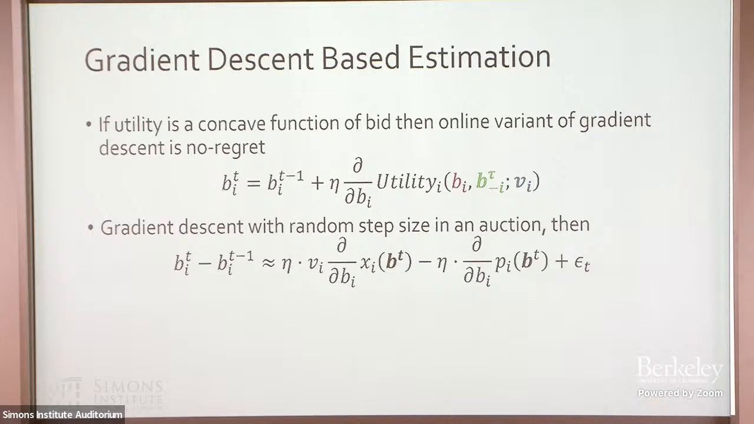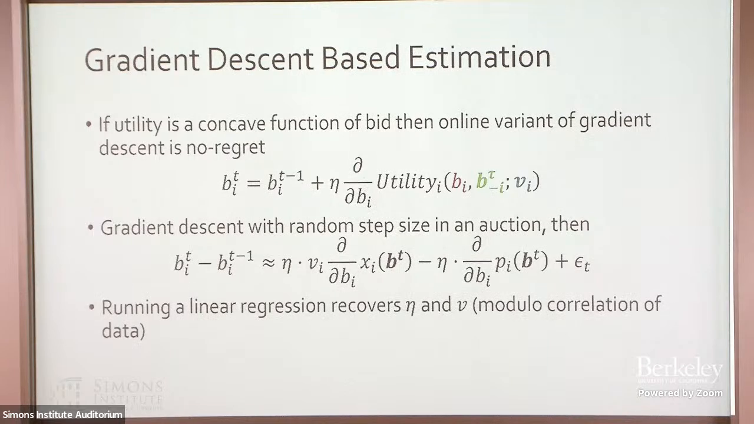some formulas of how the bids should be looking between two periods of a player, and then using the data you can infer the parameters of those update rules, which is like the step size and the private value, and use those parameters to extrapolate in the future and predict bids. What is this thing about random step size?